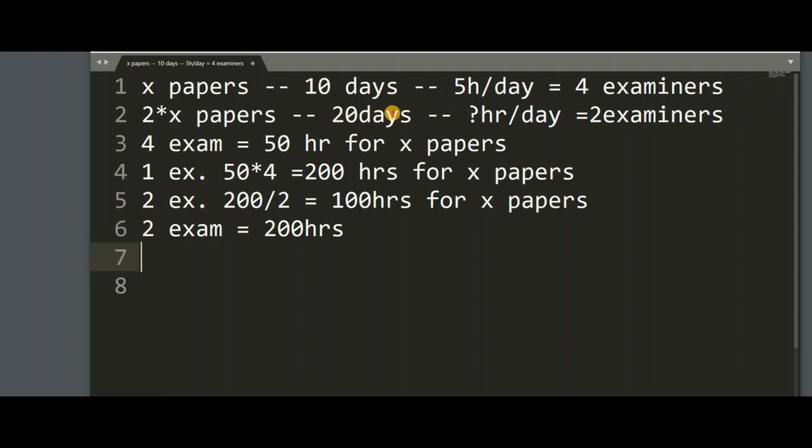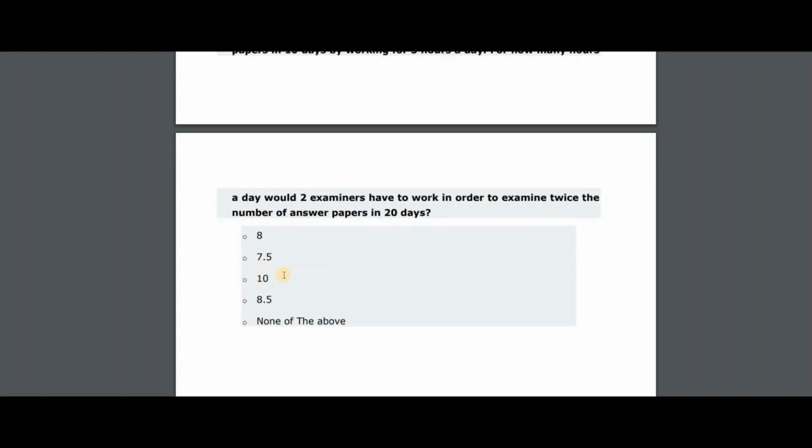So in total they will take 200 hours. But they have given that in 20 days they have to work for 200 hours. So what will be the time they have to work per day? So we can do 200 by 20, which is 10 hours per day. So they have to work 10 hours per day. So our answer will be 10.